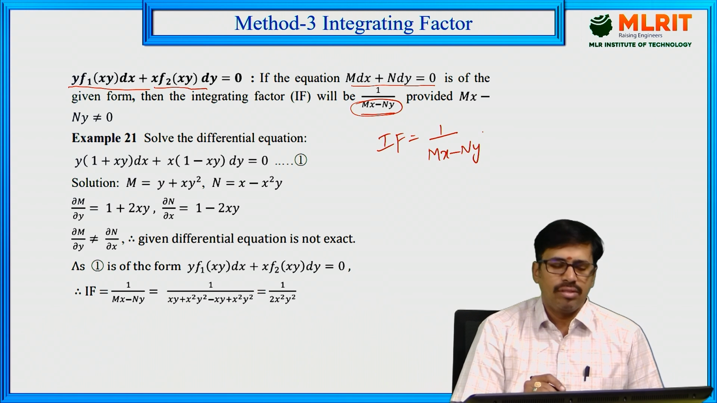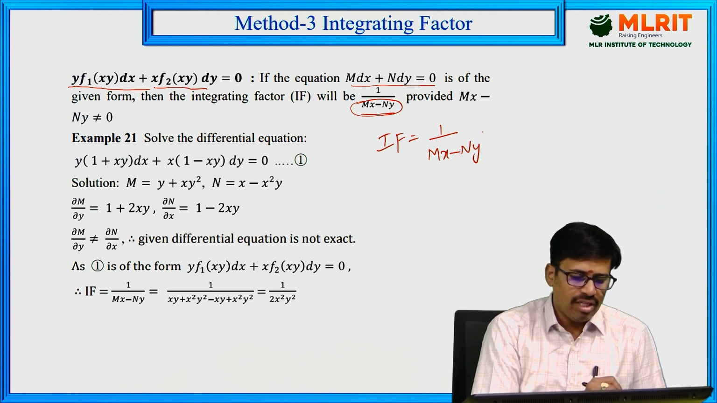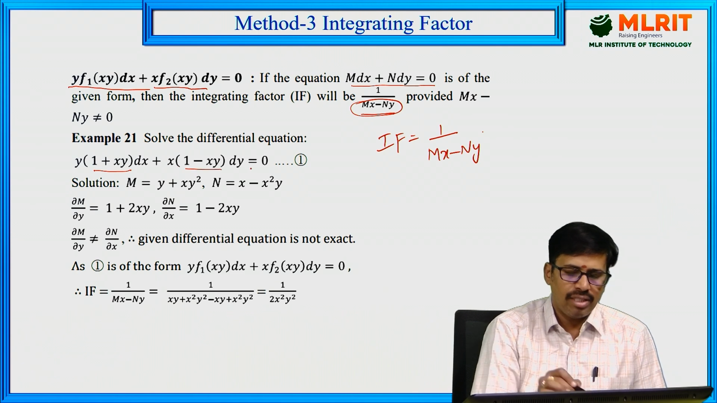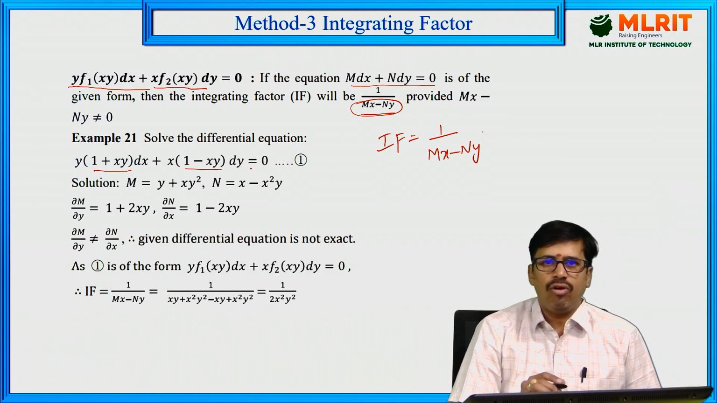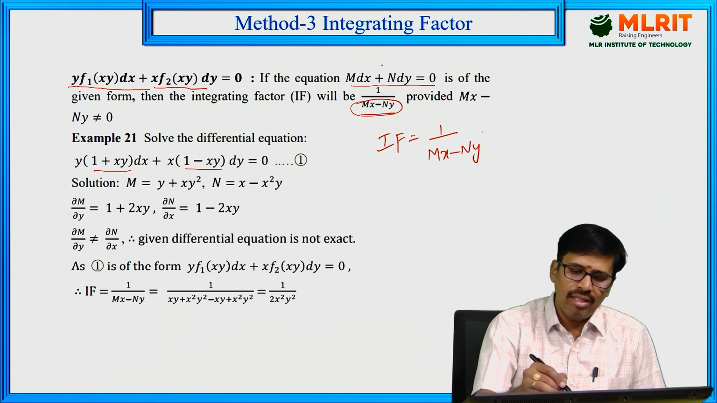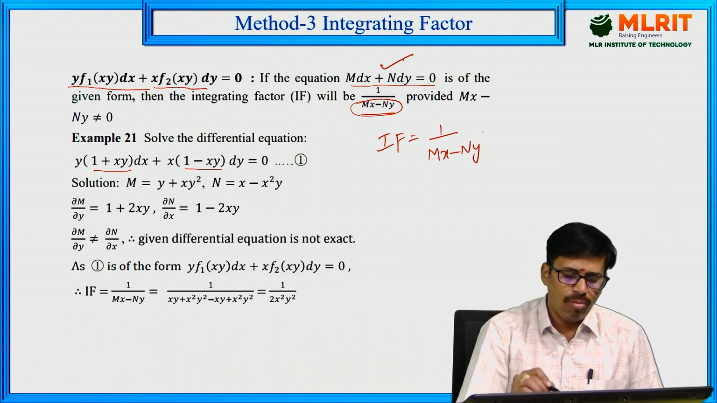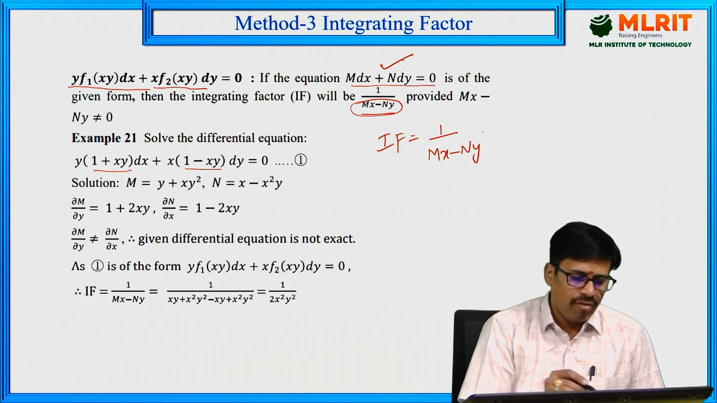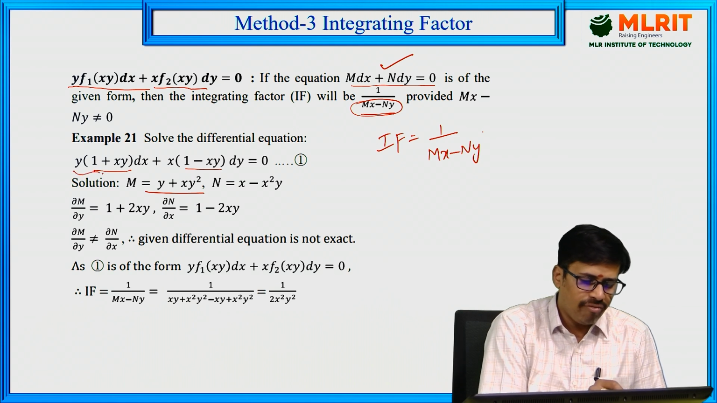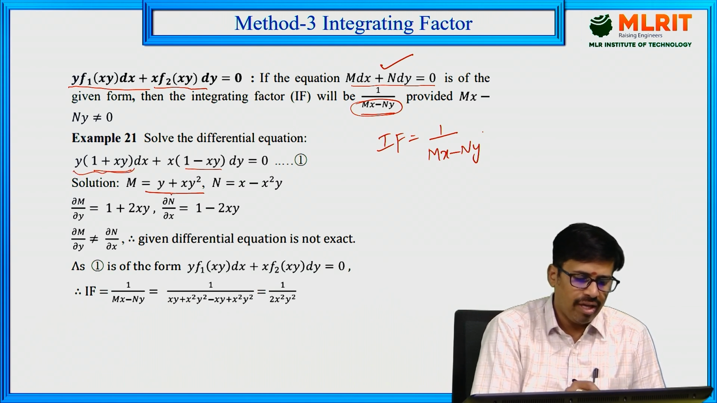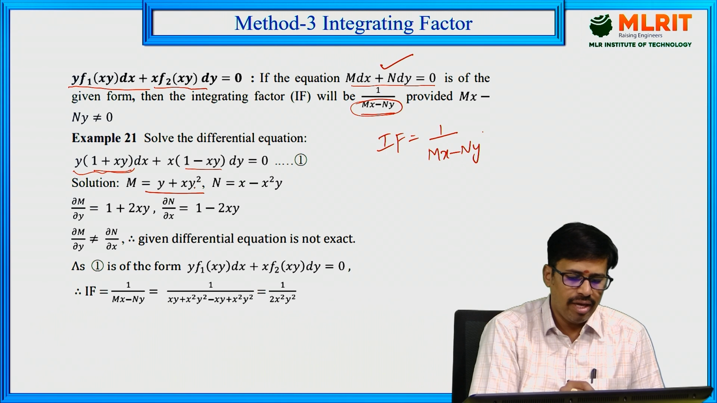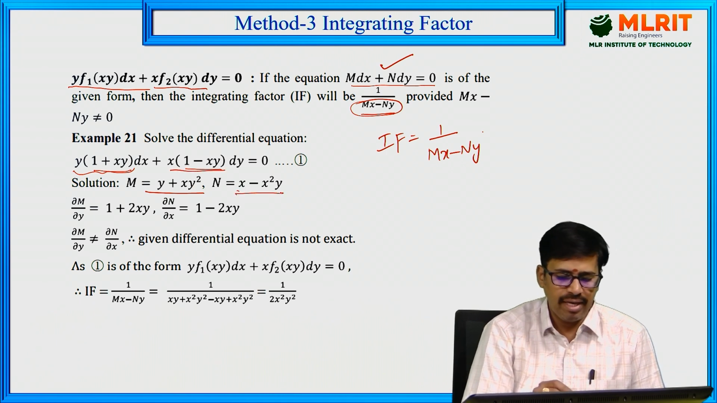Let us solve this example. Solve the differential equation y into (1 plus xy) dx plus x into (1 minus xy) dy equal to 0. First of all, let us check whether the given equation is in this form or not. If it is not, let us reduce it into that form. The equation is already in the form M dx plus N dy equal to 0, where M is the dx coefficient, that is y plus xy square. Similarly, the dy coefficient is N, which is x minus x square y.